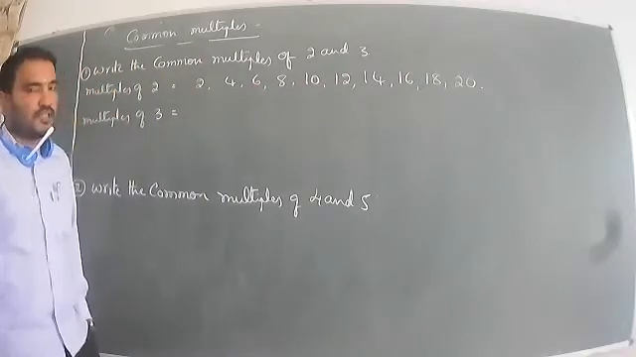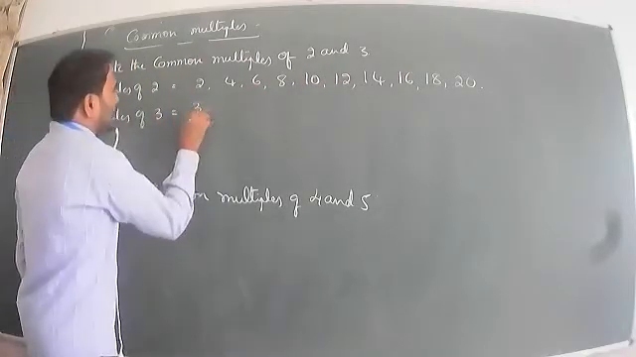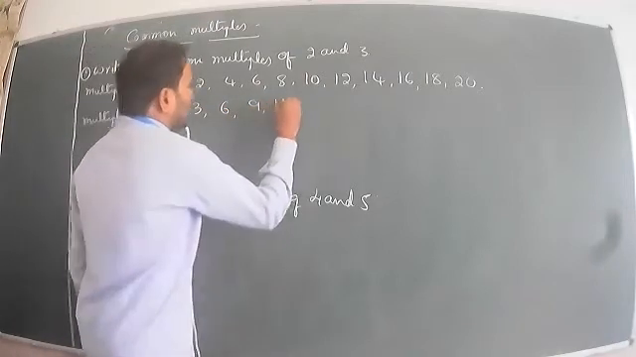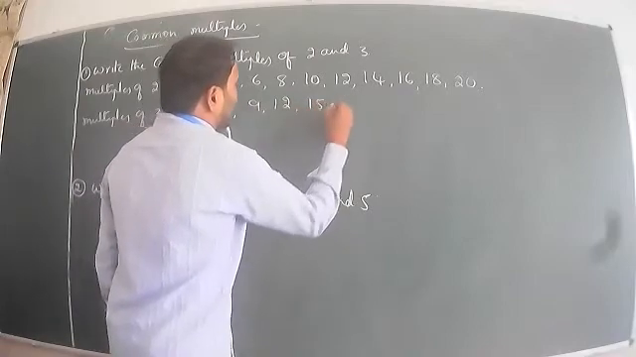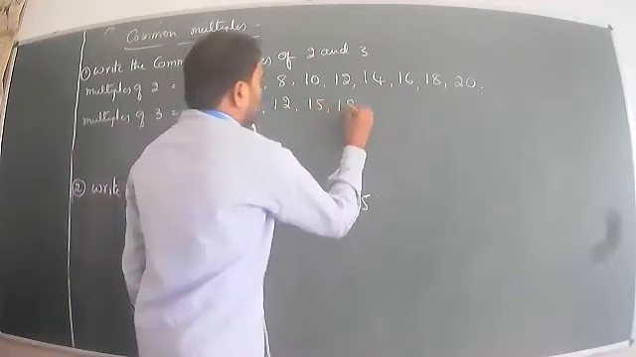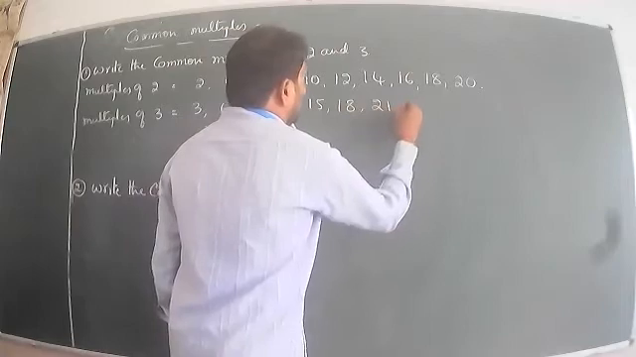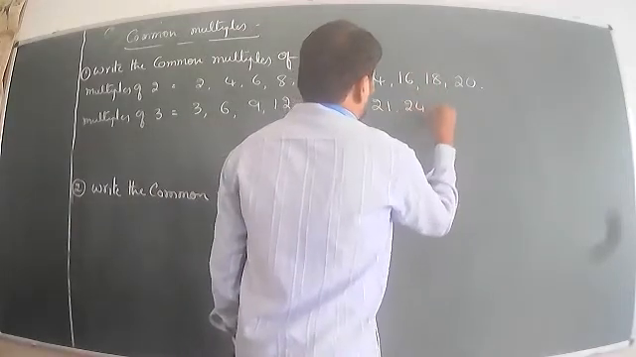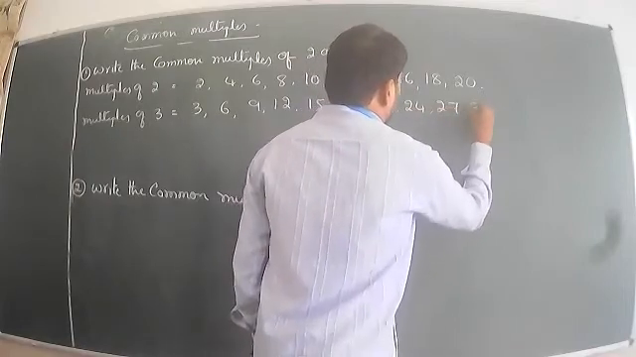Next, we should write 3. 3 ones are 3, 3 twos are 6, 3 threes are 9, 3 fours are 12, 3 fives are 15, 3 sixes are 18, 3 sevens are 21, 3 eights are 24, 3 nines are 27, 3 tens are 30.